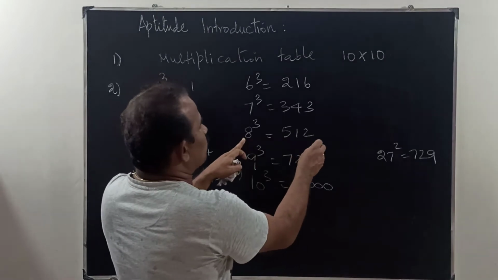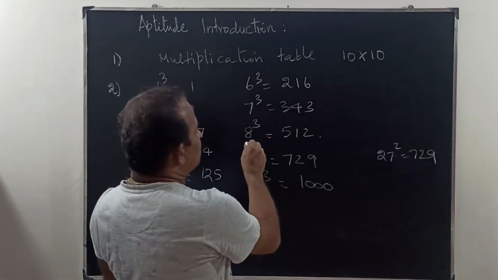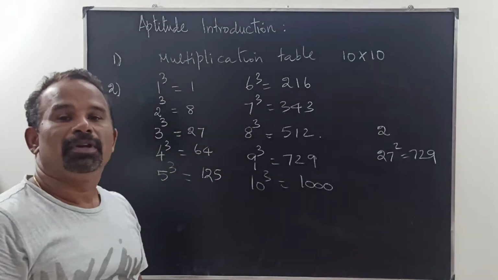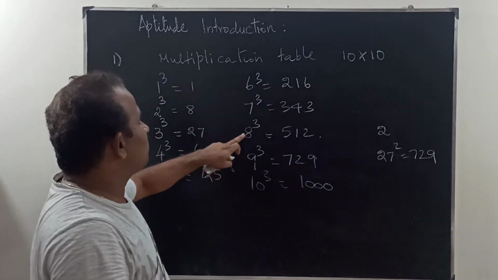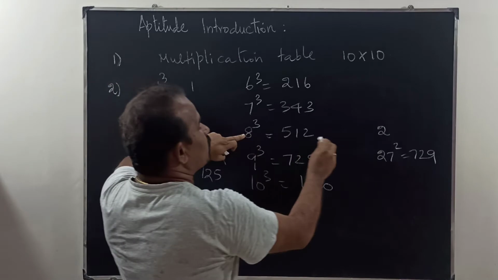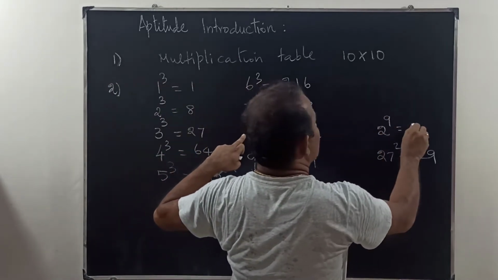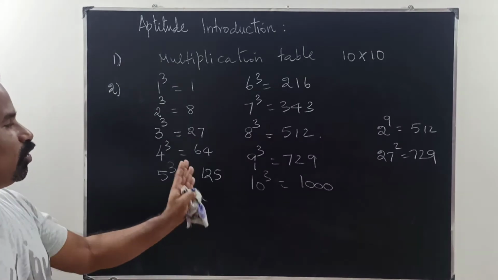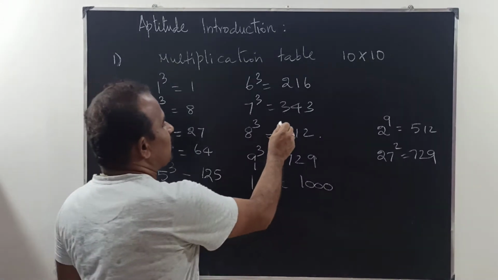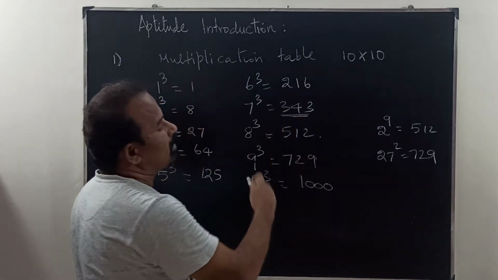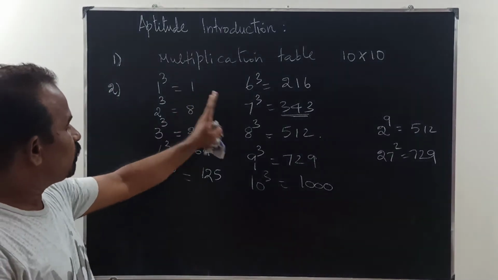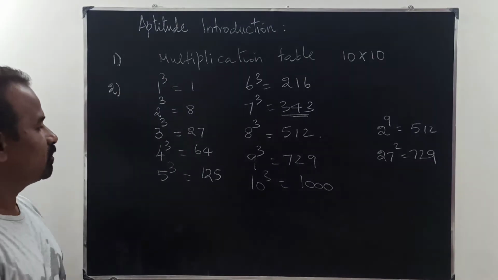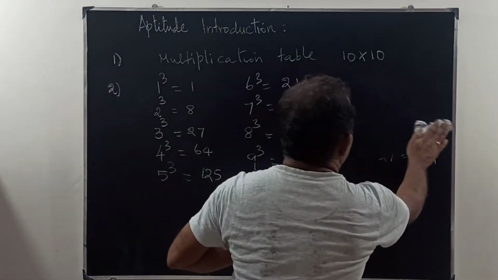Similarly 8 cubed is equal to 512. Actually this is 2 power 3 cubed, so 2 power 9 is equal to 512. You have to compare. 343 is also a very interesting, very friendly number. So you have to make these numbers friendly numbers. Understood? So, up to 10 cubed.